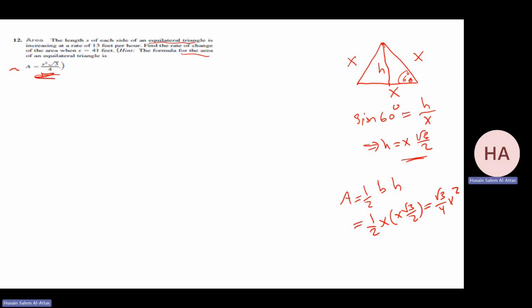Okay. Now we'll go back to the question. He said the length of each side of the triangle is increasing at this rate. So this is dx by dt, I call it x. dx by dt equals 13. What they want is in feet per hour. Find the rate of the area, dA by dt, equals what? When x equals 41. Call it x or s, whichever you like.